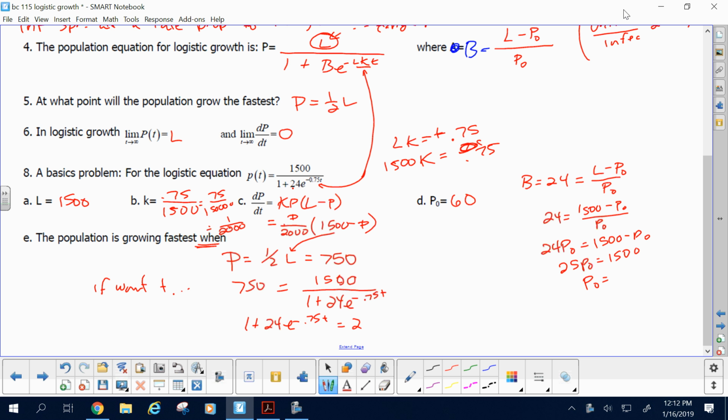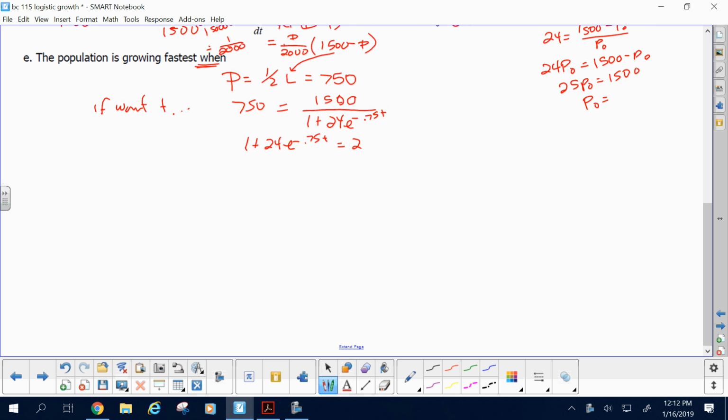So you would subtract 1, divide by 24, which means 1/23rd. Then what would you do? Are you with me, youngsters? Subtract 1, you got 1. Divide by 24, so 1/24th. Then you would natural log 1/24th. Then you would divide by negative 0.75. So the time would be log of 1/24 divided by negative 0.75.